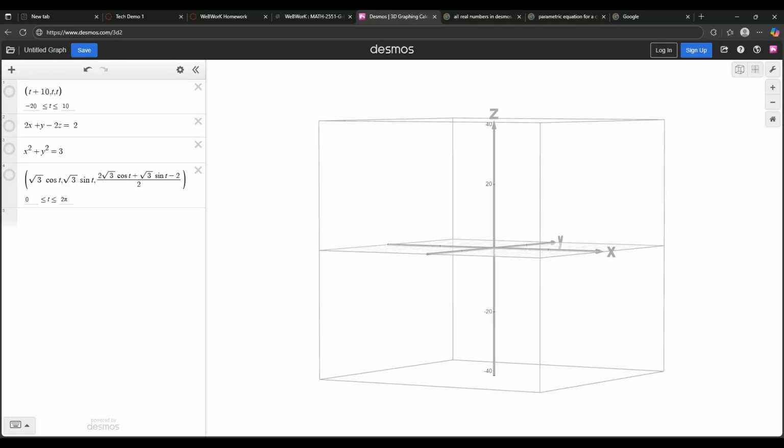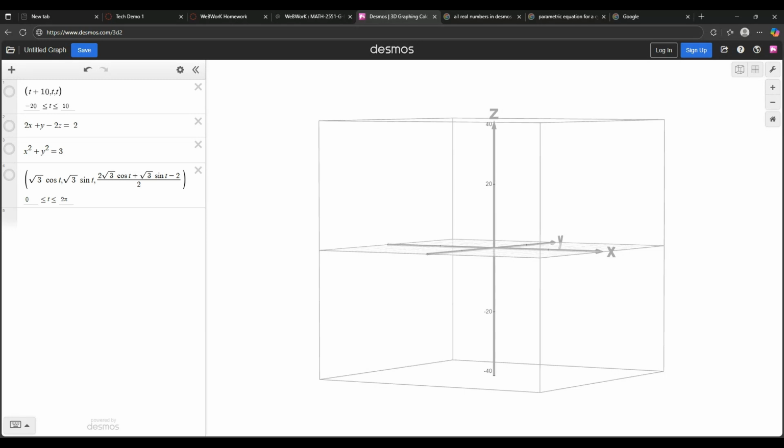Hello, my name is Darryl Shirley, and this is my tech demo number one for Math 25051 Multivariable Calculus. In this tech demo, we were tasked with plotting a line, a plane, and a cylinder. We were also tasked with graphing the ellipse created from the intersection between the plane and the cylinder.